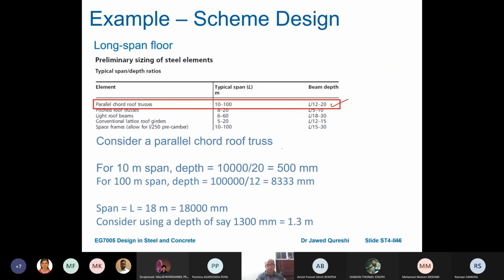This is the span to depth ratio. For 18 meter, we are assuming 1.8 meter. Let us say we are using a depth of 1.3 meter. Just interpolate between these two maximum. Obviously, you cannot use this. Your truss is not 100 meter. Just use higher than 500. Because this is 20 meters, so probably use 1 meter or more than 1 meter.